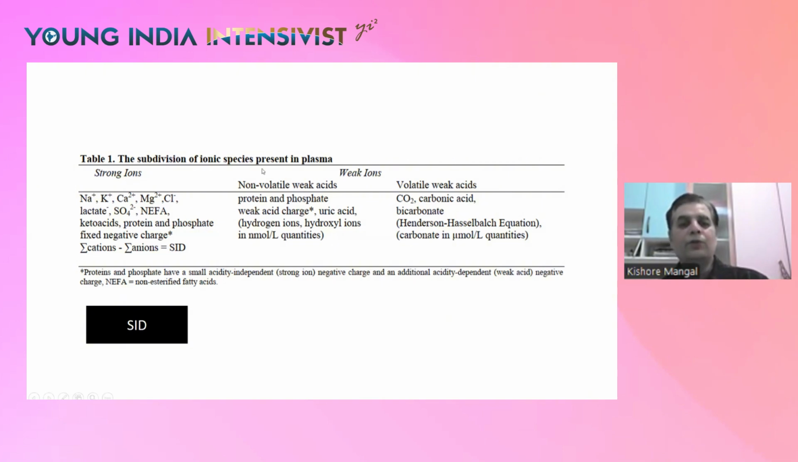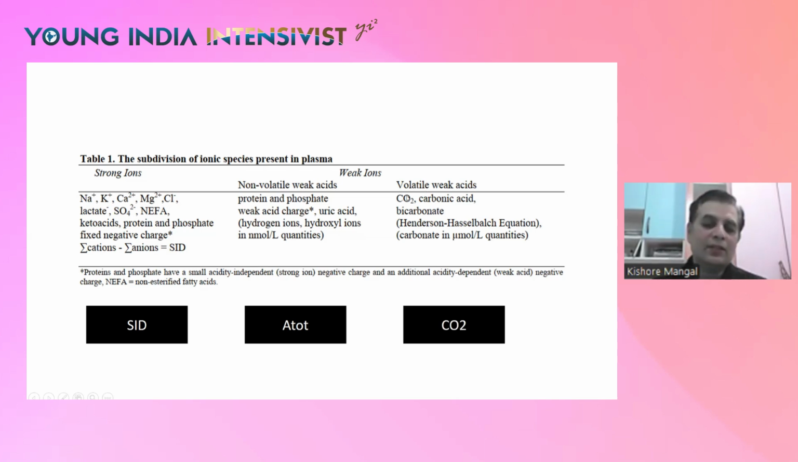Total amount of non-volatile weak acid, which is predominantly protein and phosphate, forms the A dot. And volatile weak acid, that is the CO2, is our third independent variable. So depending on strong ions and weak ions, we calculate. Stewart's approach is based upon these things.